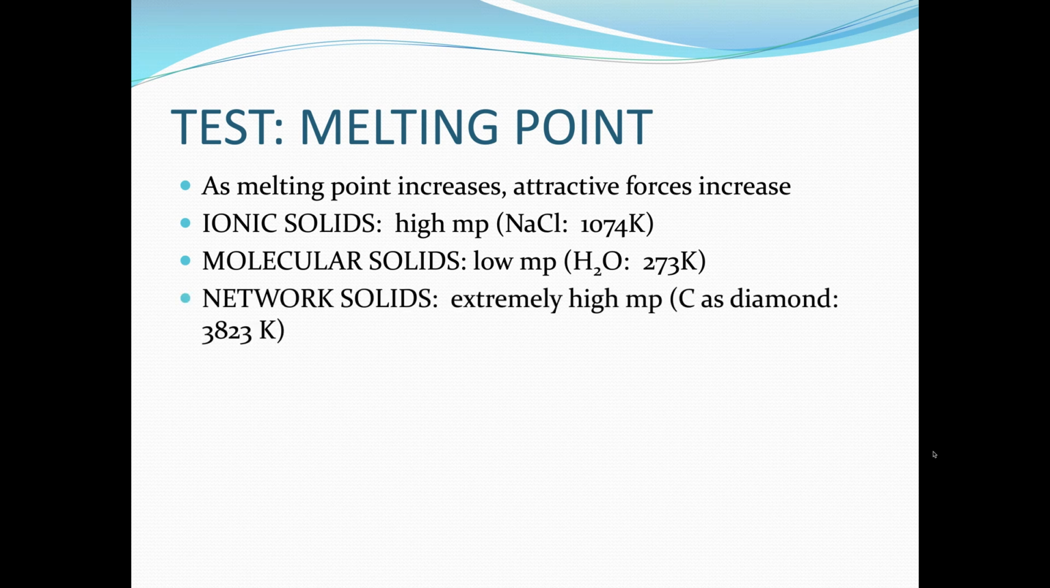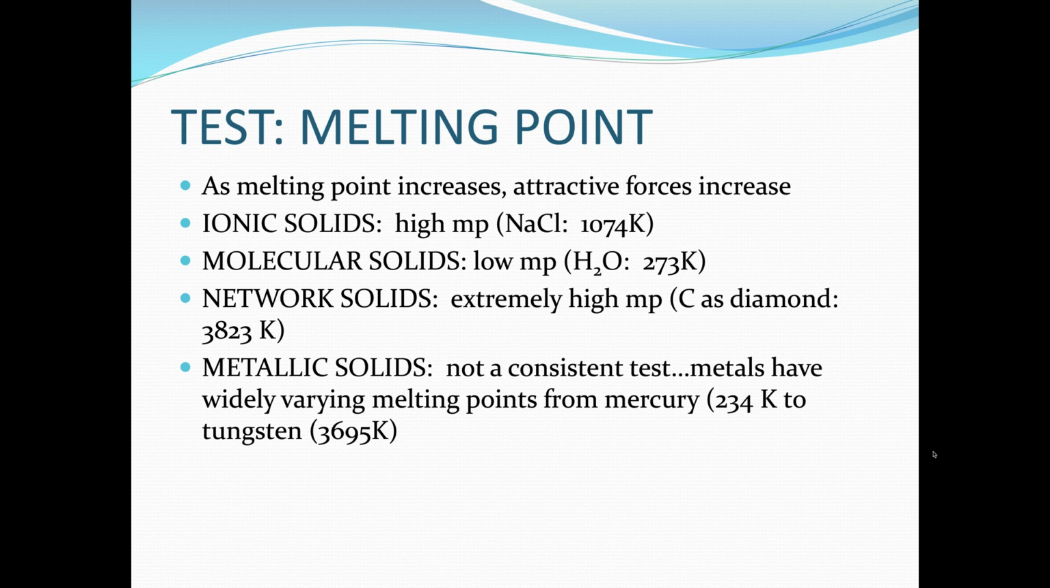Network solids have no individual parts that can be separated off of the substance. The whole thing is made of atoms that are covalently bonded together. Therefore, their melting points are extremely high because in order to melt a network solid, you have to break the covalent bond. Diamond is an example of a network solid, and it melts at 3,823 Kelvin. That's a very high melting point.